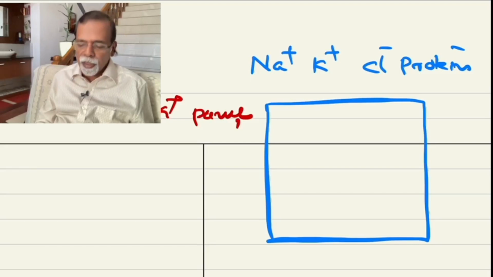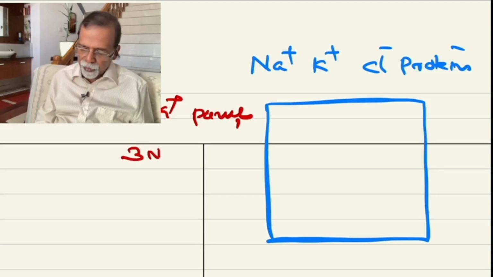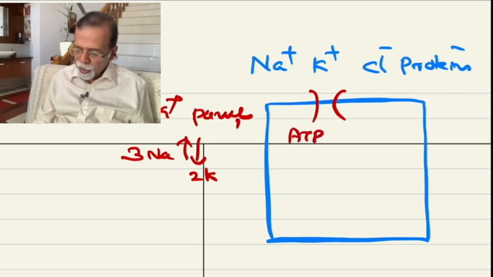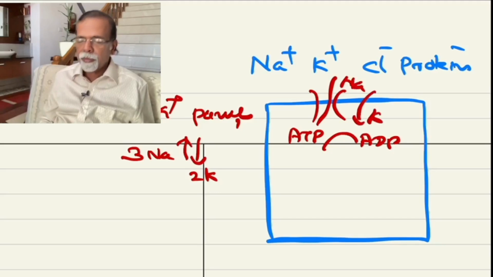40% of the energy of the cell is for the sodium potassium pumping. 3 sodium is exported for 2 potassium inside. So it is called the 3 sodium 2 potassium pump. Here there is a channel, so sodium potassium pumping is going on. It requires ATP. ATP is converted to ADP and this energy is used to pump out sodium and pump in potassium, 3 sodium 2 potassium.